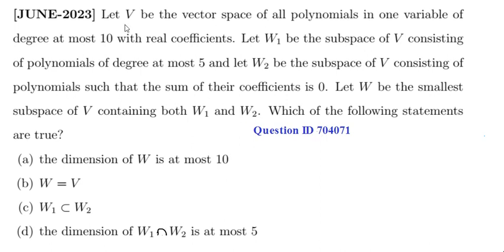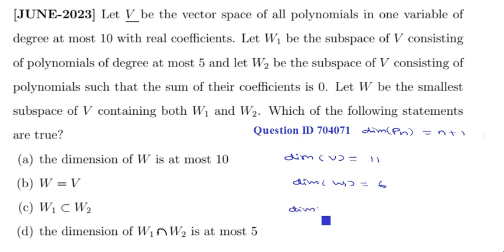Given that V is a vector space of polynomials of degree at most 10 with real coefficients. Therefore, dimension of V is 11. We know that if we set up all polynomials of degree n, then dimension of this Pn is n plus 1. So based on this, dimension of V is 11. And W1 is a subspace of V consisting of polynomials of degree at most 5. Therefore, dimension of W1 is 5 plus 1, which is 6.